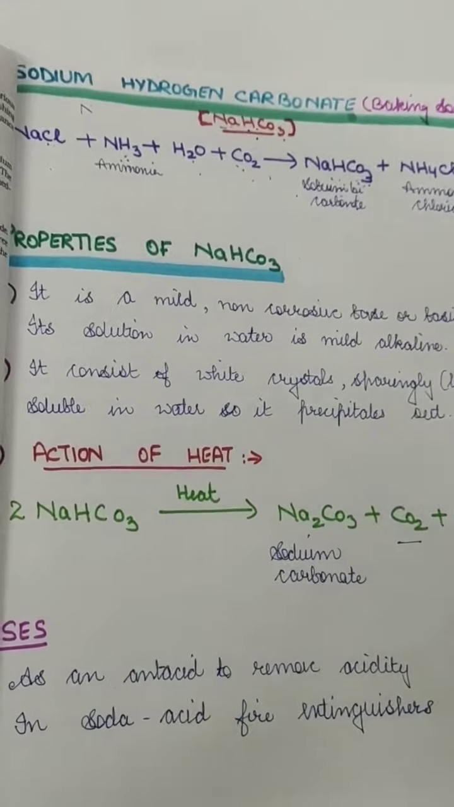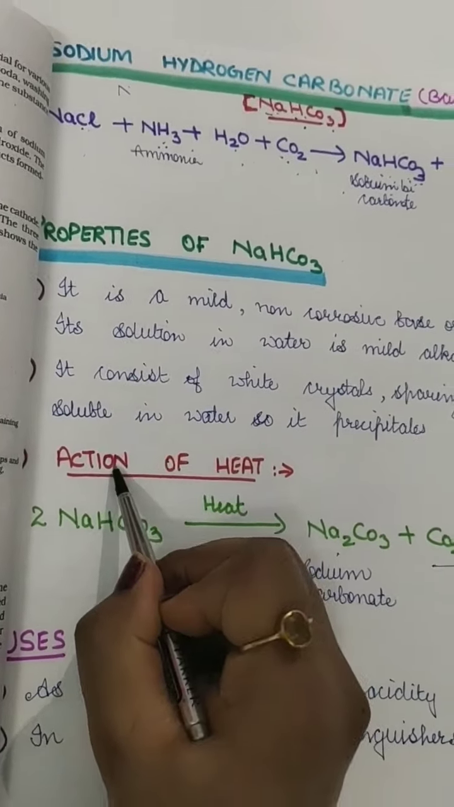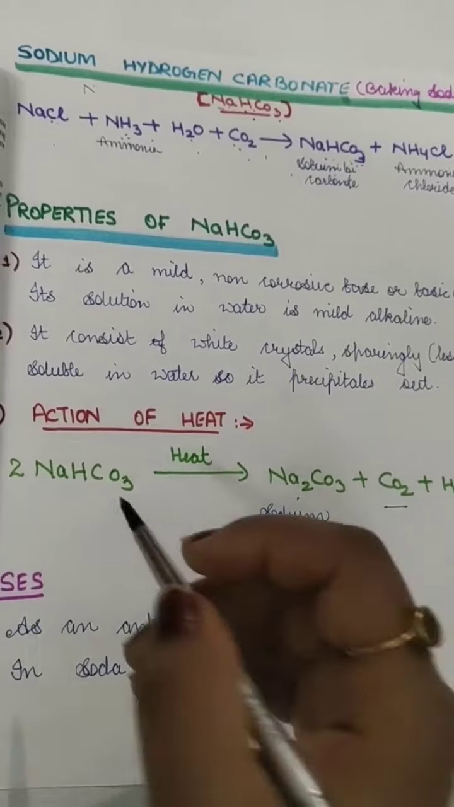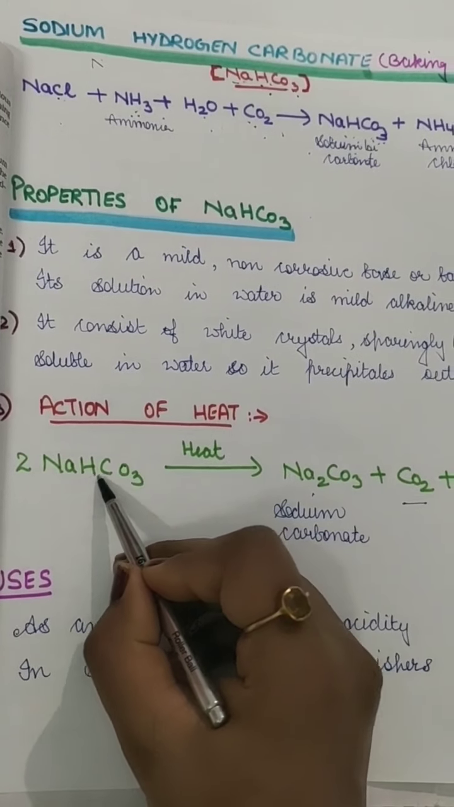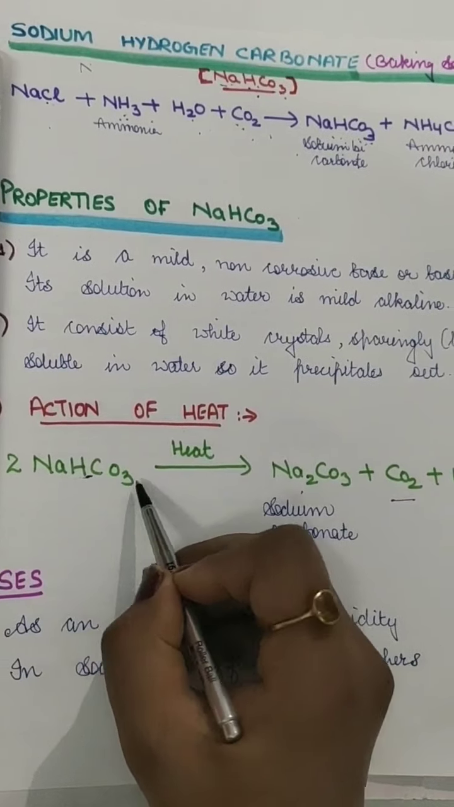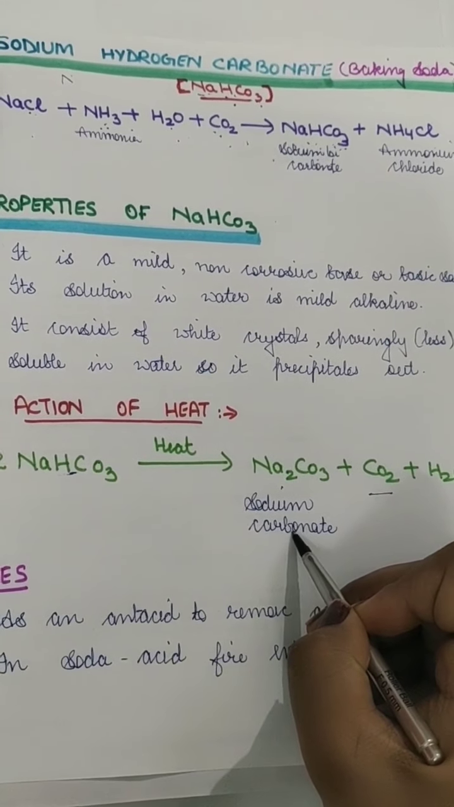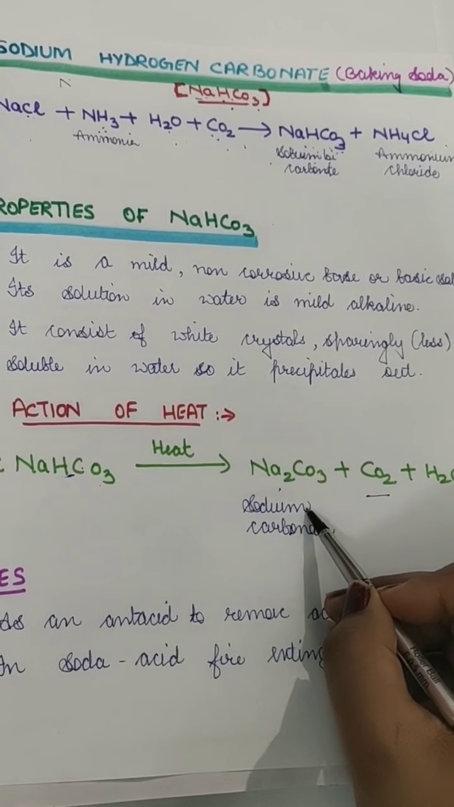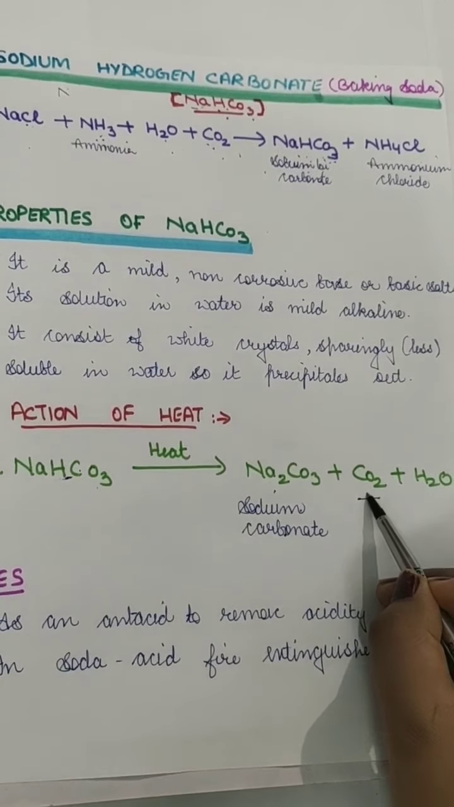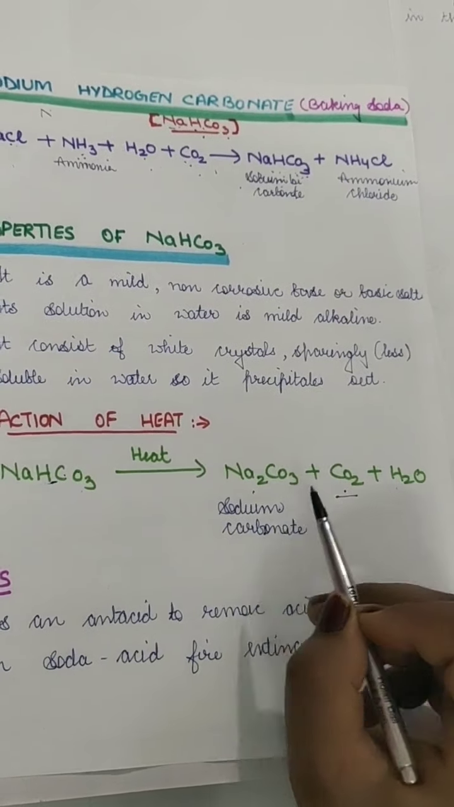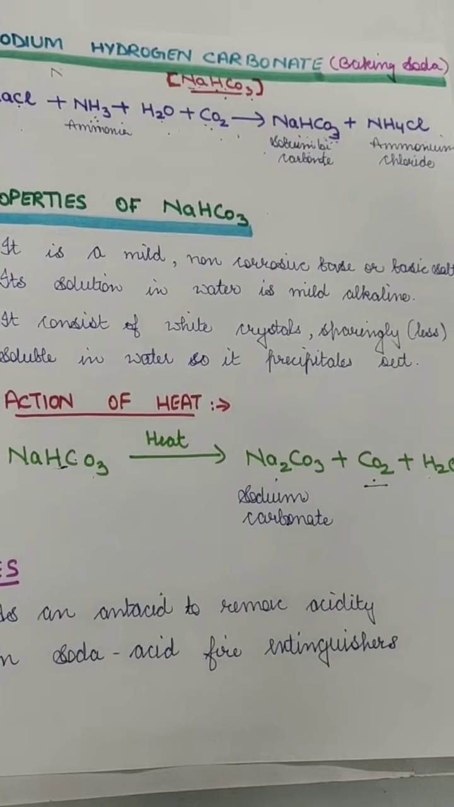Now the most important property of this is the action of heat. So when we heat this, what will happen? The hydrogen is removed from NaHCO3, so it will become sodium carbonate. After heating NaHCO3, it will become sodium carbonate, and then CO2 gas will be released and water will be released. Sodium carbonate is the washing soda.